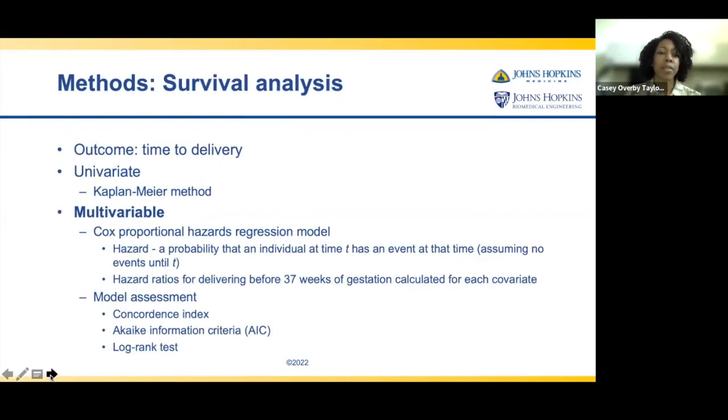We performed a survival analysis with the outcome of time to delivery. We performed univariate analysis, which I won't go through given our focus on multivariable analysis. Our multivariable analysis uses traditional statistical approaches, a Cox proportional hazards regression model. We report hazard ratios for delivering before 37 weeks of gestation calculated for each of our covariates. For model assessment, we looked at concordance index, AIC, and log rank test. Ideally, we want to have a higher concordance index and a lower AIC score.